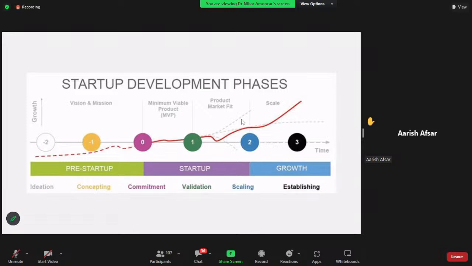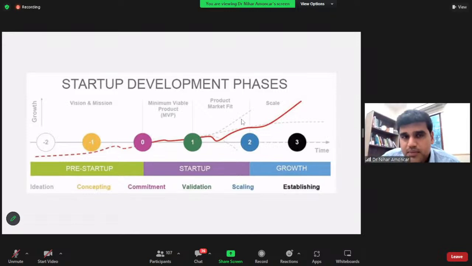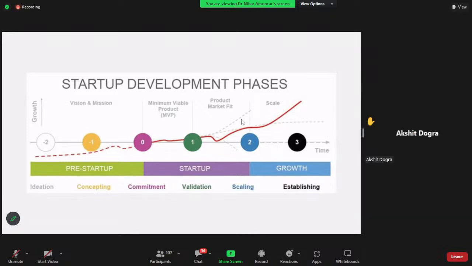Got it, sir. Thank you. Thank you. Akshit? Good evening, sir. Good evening. Regarding the sort of business mindset that people have in India, one based on profitability rather than valuation, do you think that model is more sustainable for business?